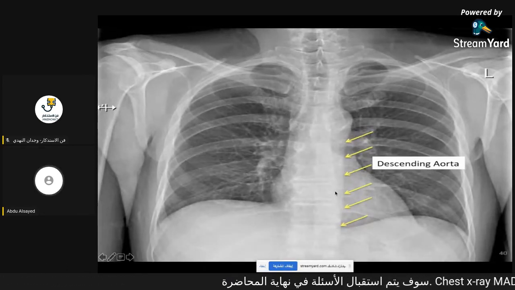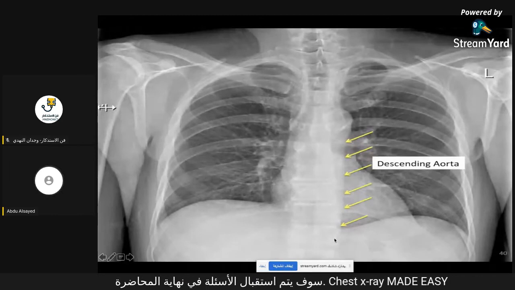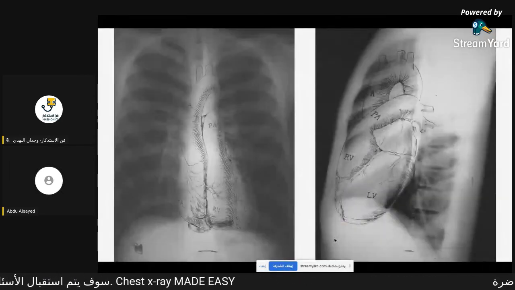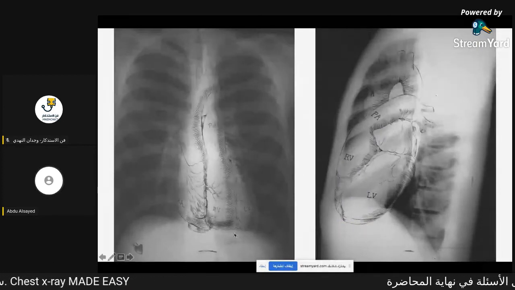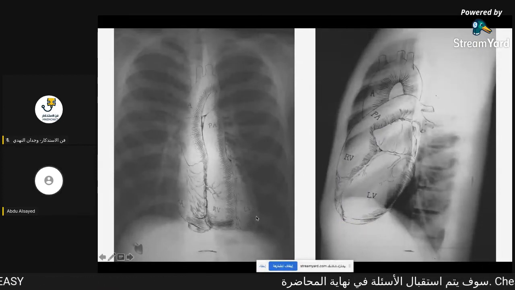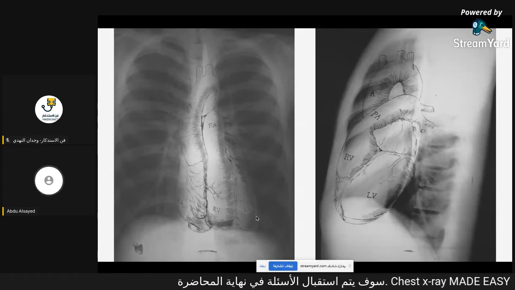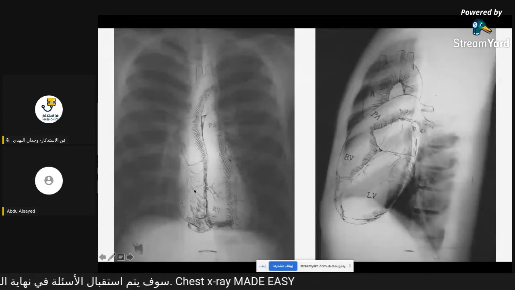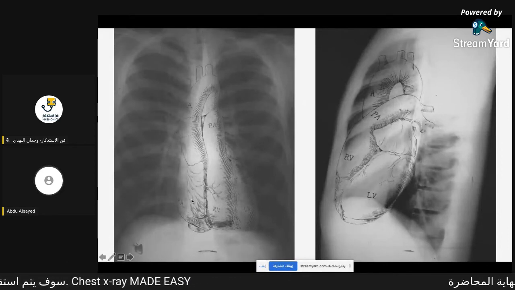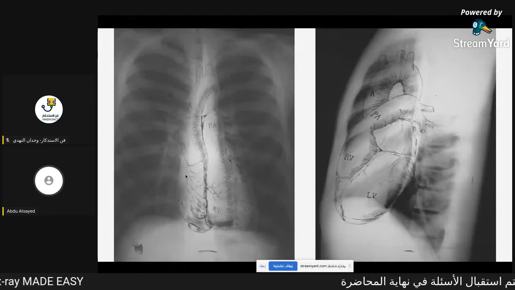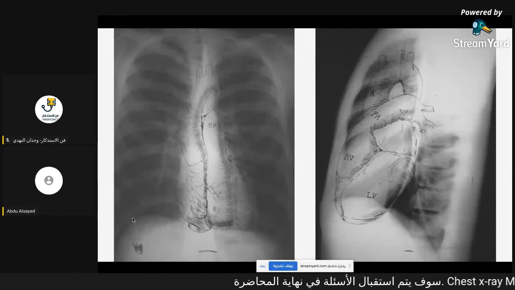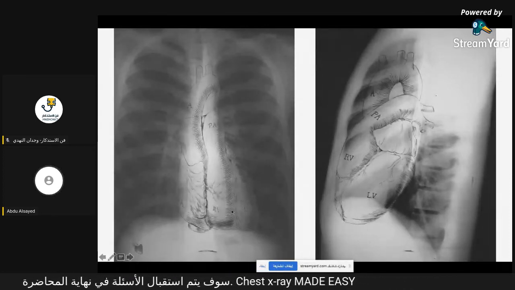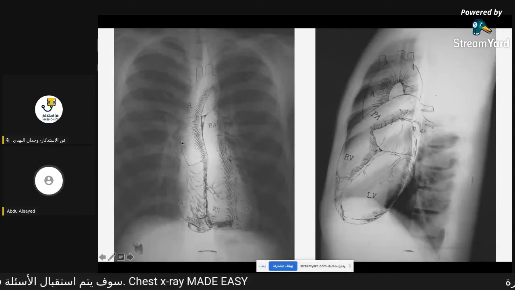Always, one view in chest X-ray equals zero views. We should have a lateral view, and this is just a demarcation where we can visualize the anatomical parts on the chest X-ray. This is the right atrium, this is the right ventricle, and this is the left ventricle. And this is the aortic arch, and this is the pulmonary arteries. We can inspect it on the lateral chest X-ray.